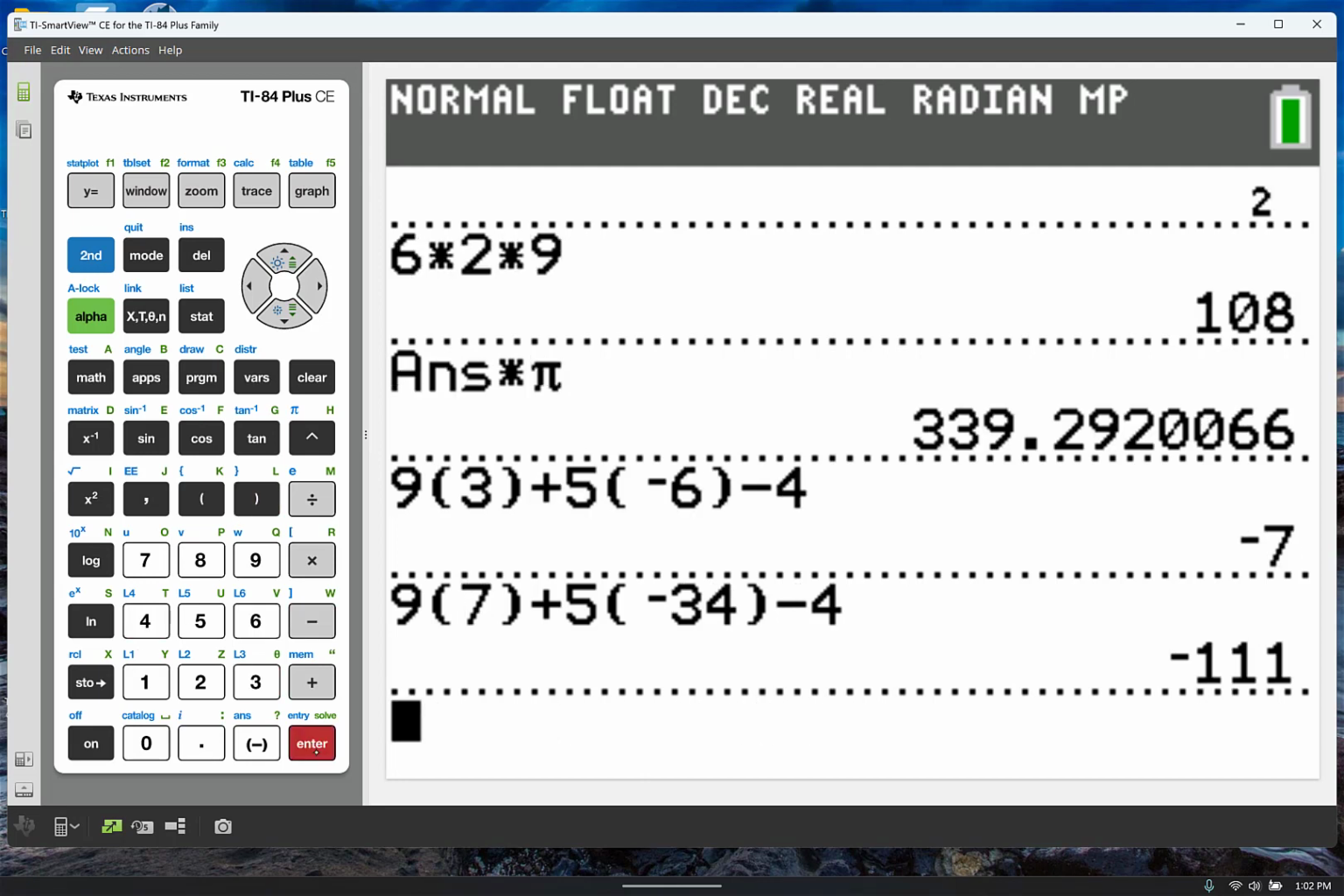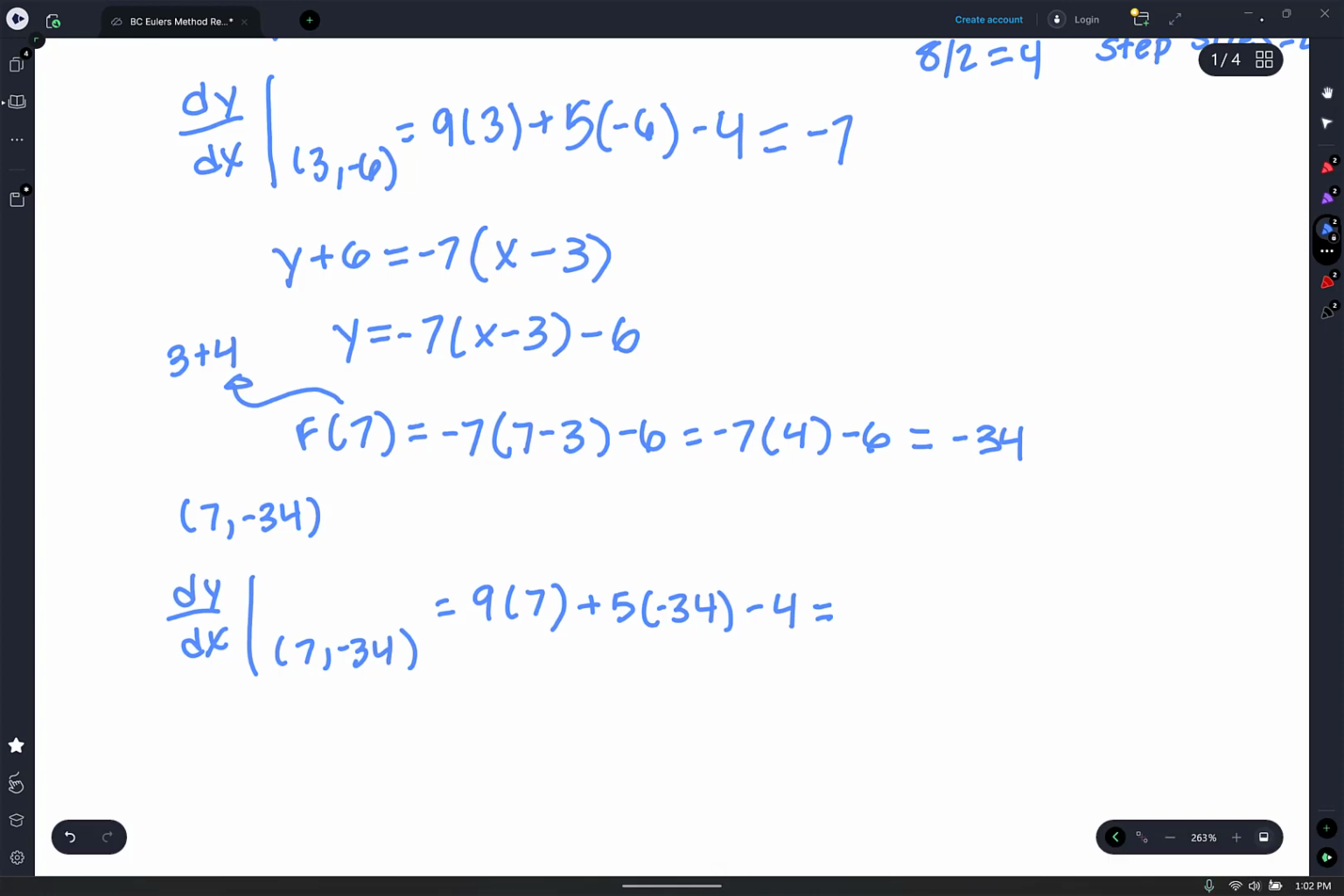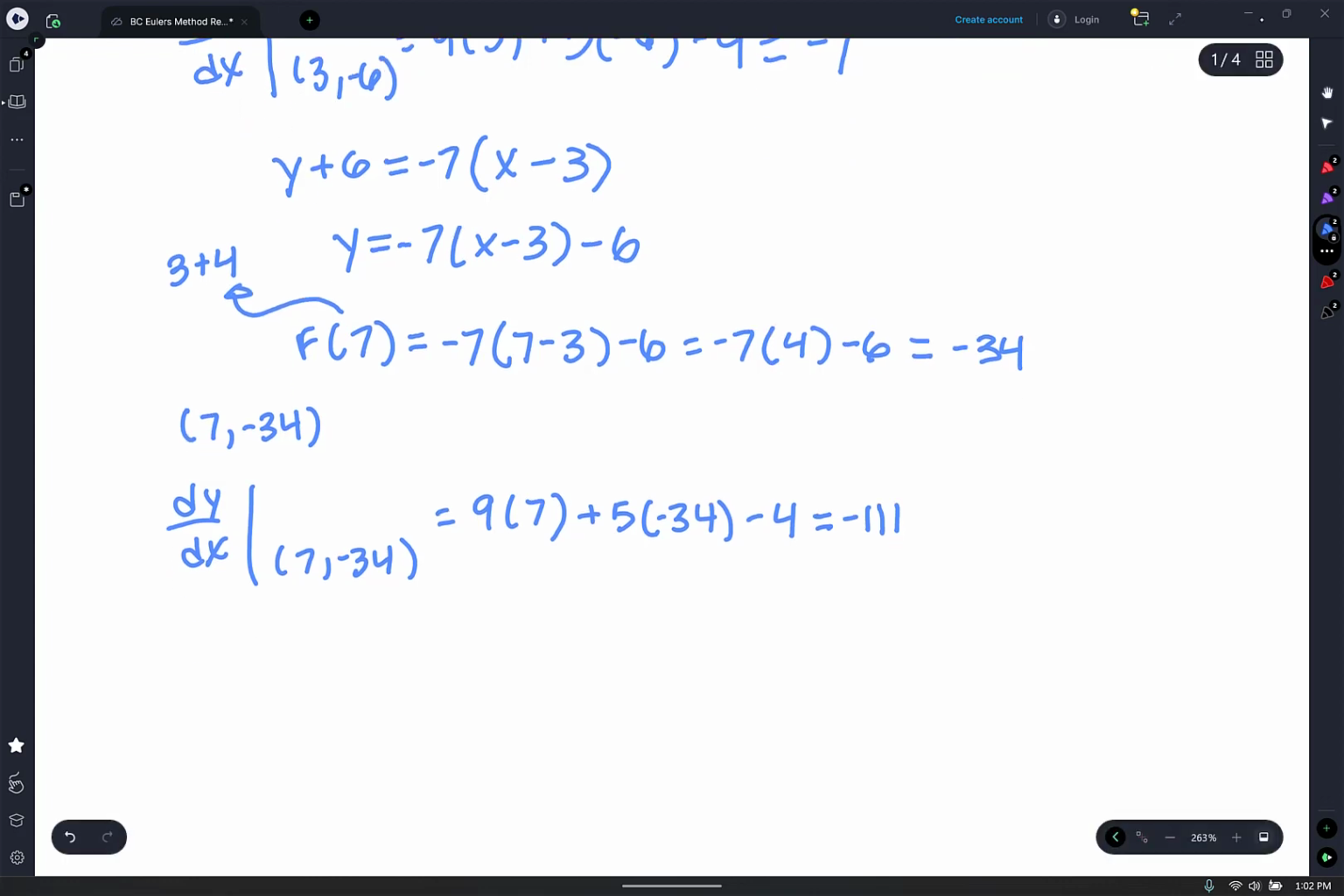Negative 111. Okay, so that's the slope. So we're just going to do the same thing we did and put that into equation form. So y plus 34 is equal to negative 111 times (x minus 7). So just move that over.